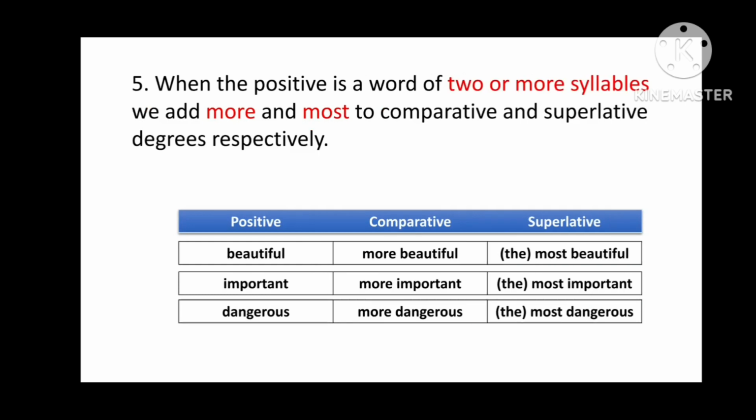Next rule. When the positive is a word of 2 or more syllables, we add more to the comparative degree and most to the superlative degree. That means when the word is big with many breaks and pauses. For example, beautiful. There are 3 syllables. So comparative degree will be more beautiful. Superlative degree will be the most beautiful. Similarly, important. Comparative degree more important. Superlative the most important. Dangerous, more dangerous, the most dangerous.